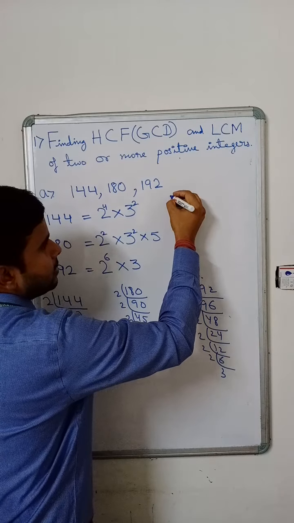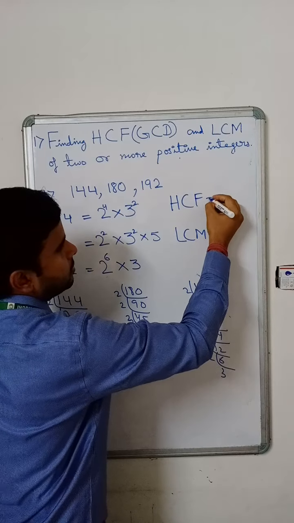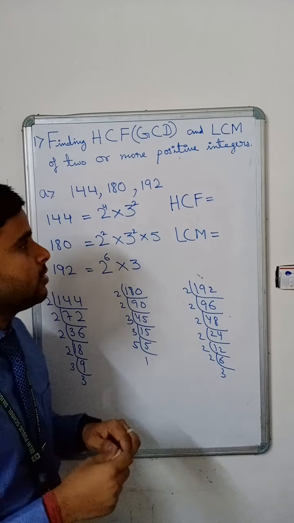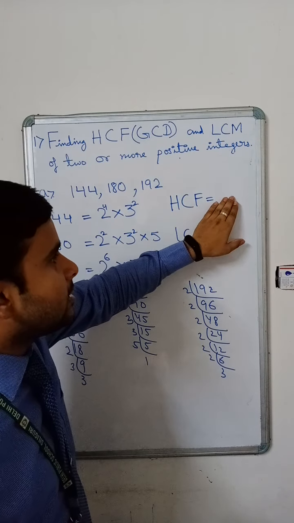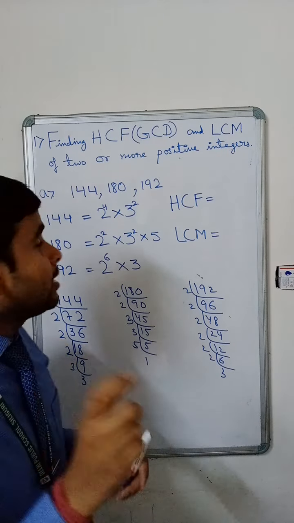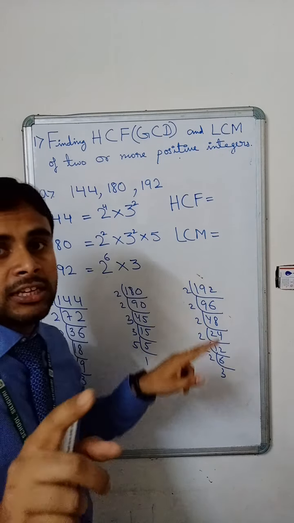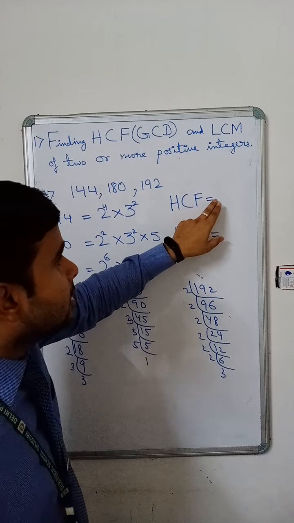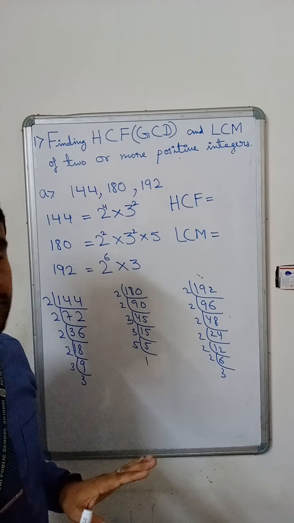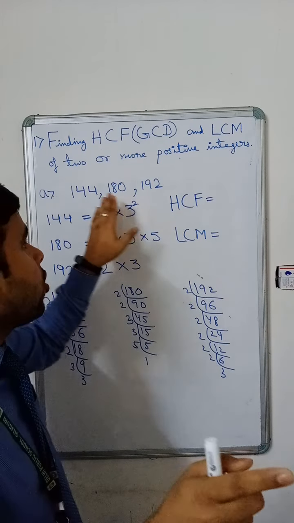So let us see what the HCF and LCM of these three numbers are. Before writing HCF and LCM, let me first explain: the HCF of these three numbers should divide all three numbers completely, exactly, meaning that after division the remainder should be 0. So HCF of three numbers is the number which exactly divides all three numbers. And LCM is the number which is divisible by all these three numbers.